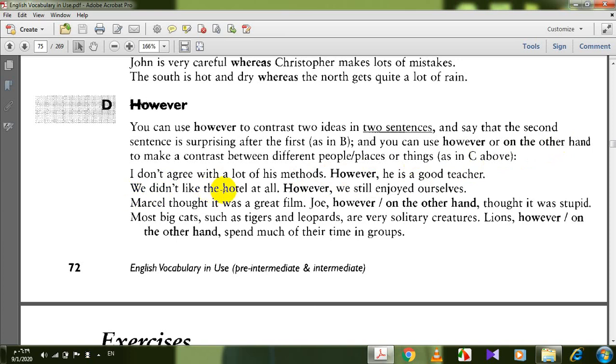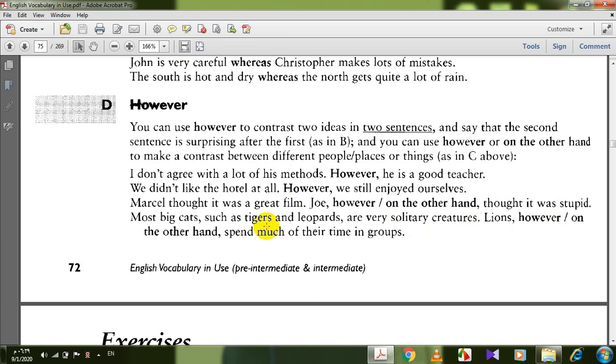We didn't like the hotel at all. However, we still enjoyed ourselves. Marcel thought it was a great film. Joe, however, on the other hand, thought it was stupid.